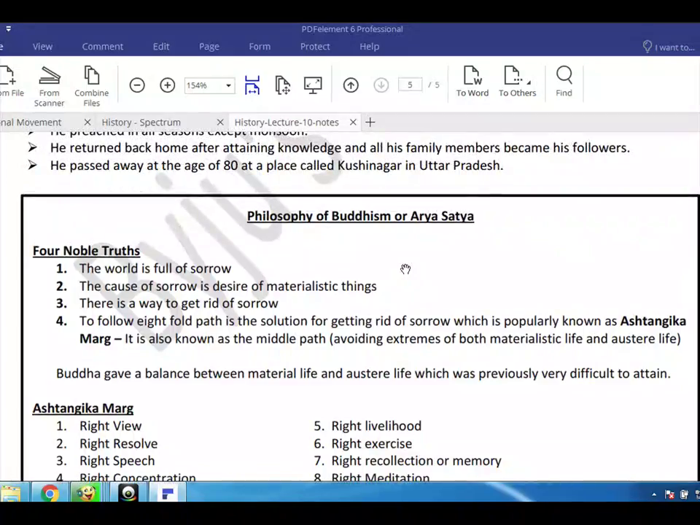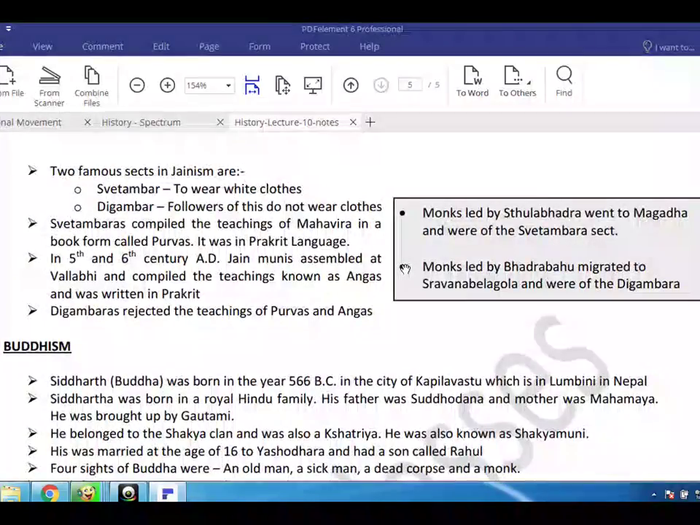Monks led by Sthulabhadra went to Magadha and were of the Svetambara sect. Monks led by Bhadrabahu migrated to Sravanabelagola and were of the Digambara sect.